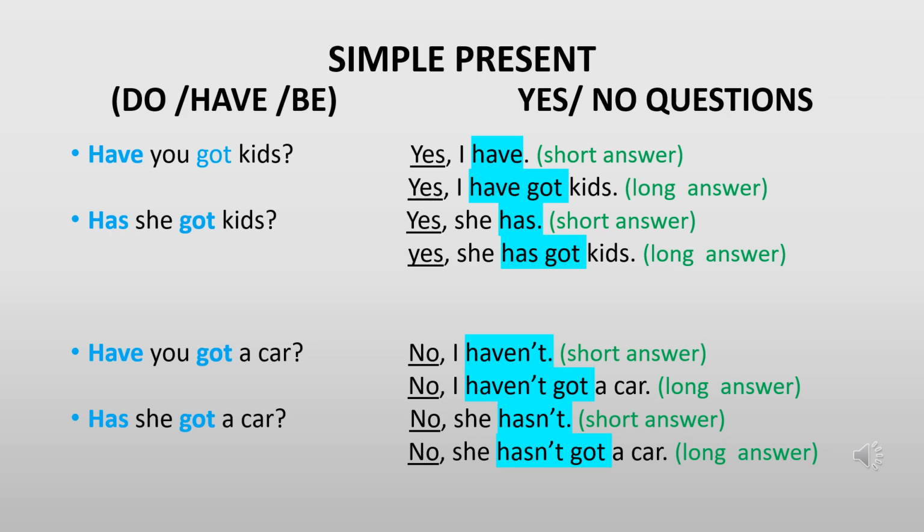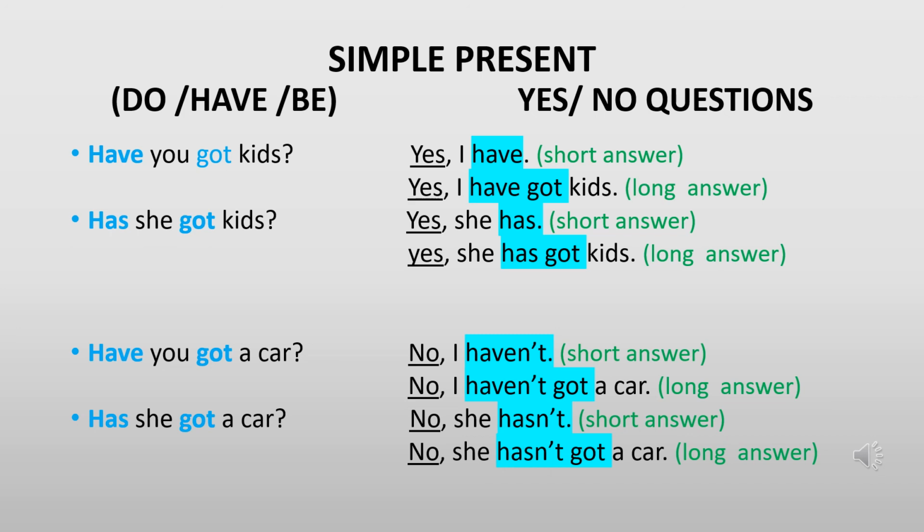Have you got a car? Short answer, no, I haven't. Long answer, no, I haven't got a car. Has she got a car? Short answer, no, she hasn't. Long answer, no, she hasn't got a car.